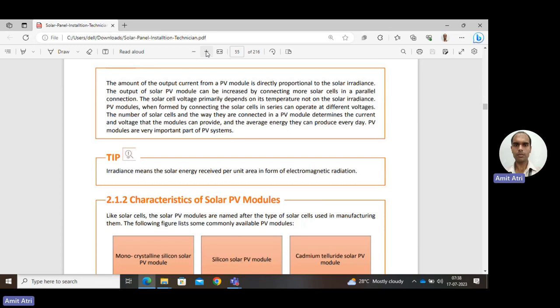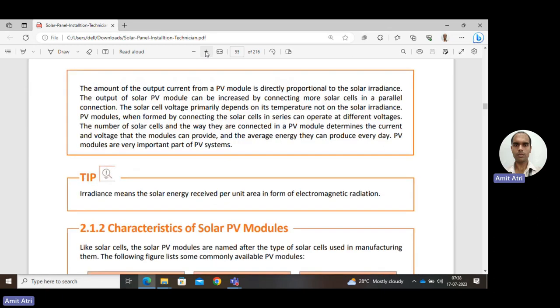The amount of output current from a solar PV module is directly proportional to the solar irradiance. The output of the solar module can be increased by connecting more cells in parallel. The current increases when we connect solar cells in parallel. Solar cell voltage primarily depends on its temperature and not on the solar irradiance. So two quantities we are measuring here: solar irradiance and temperature.